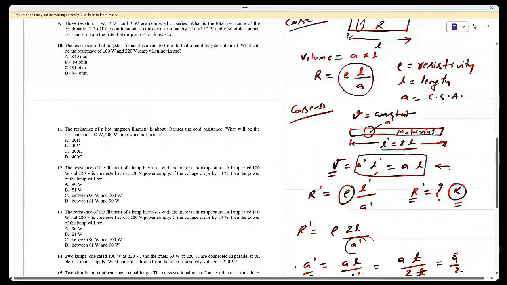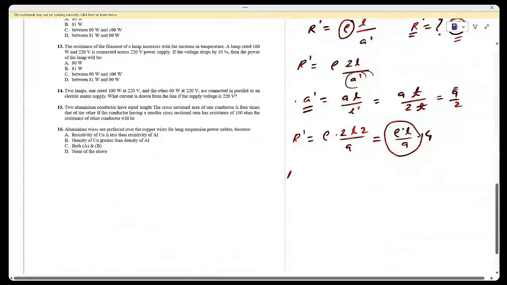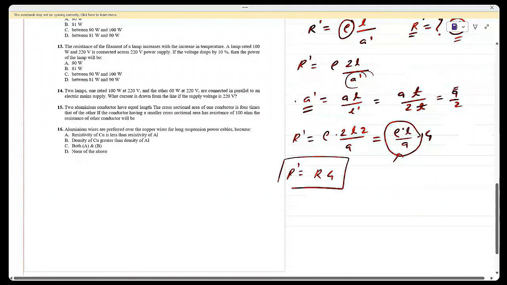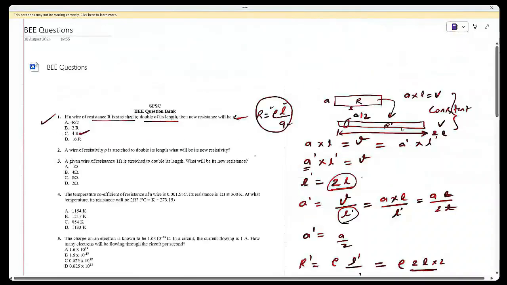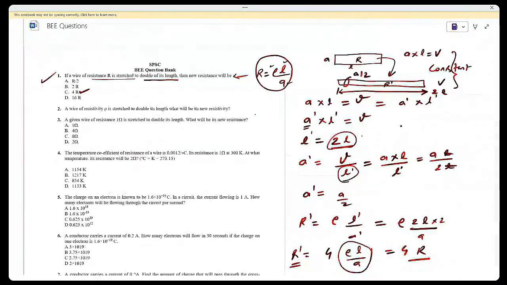Okay, so you can write this R dash is equal to, this is going to be R into 4. So final answer is, the new resistance of the wire will be 4 times of old resistance. So its answer will be 4 times of old resistance. Okay, the C is there.